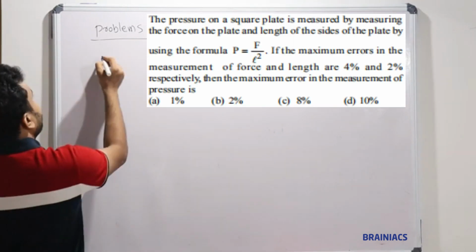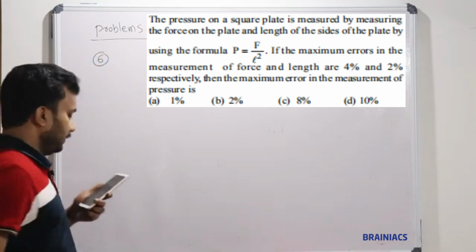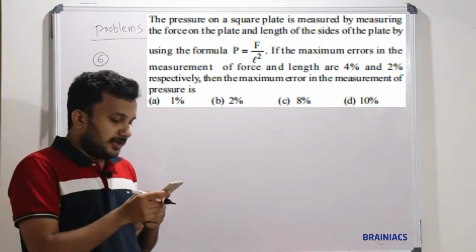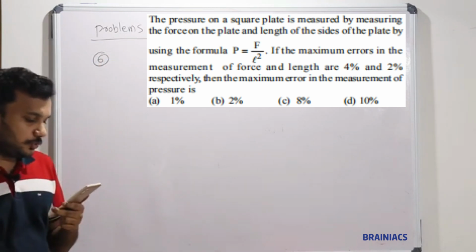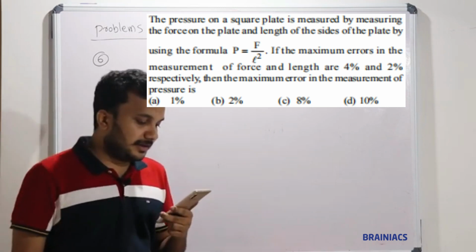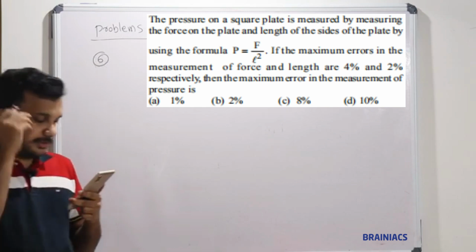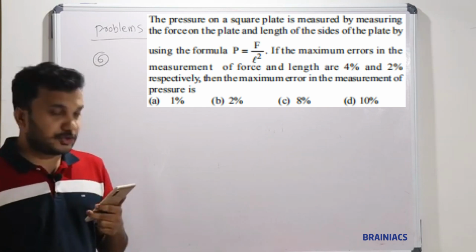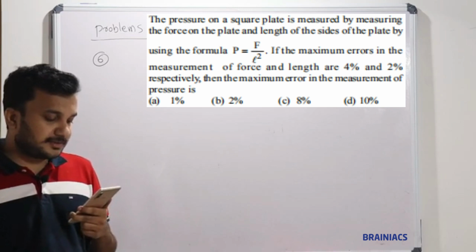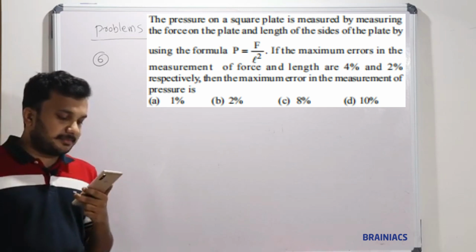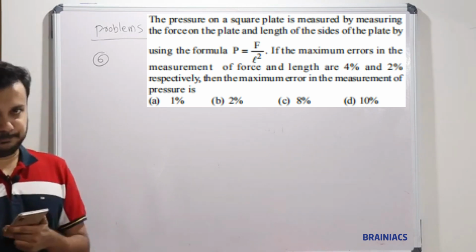We'll move to question number 6. Pressure on a square plate is measured by measuring the force on the plate and the length of the sides of the plate, by using the formula P is equal to F by L squared. If the maximum errors in the measurement of force and length are given respectively, what is the maximum error in the measurement of pressure?